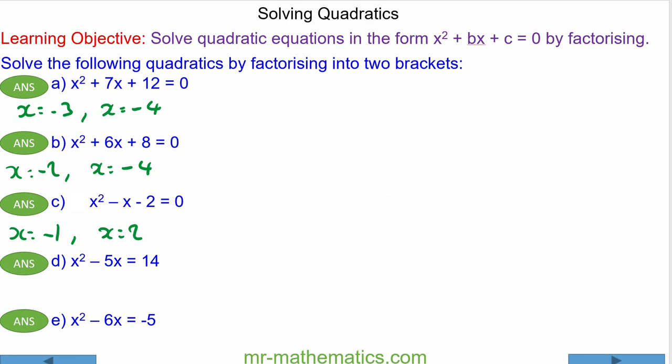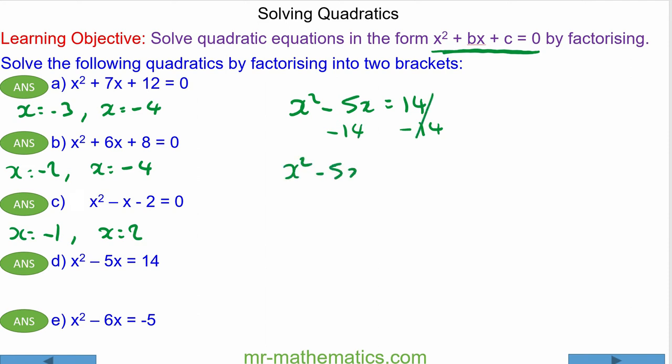Question D. We have x squared minus 5x equals 14. To solve it using factorisation, we need to make the quadratic equal to 0 in this form. So we're going to take away 14 from both sides. So they will cancel. So x squared minus 5x minus 14 will equal 0. We have x in each bracket.